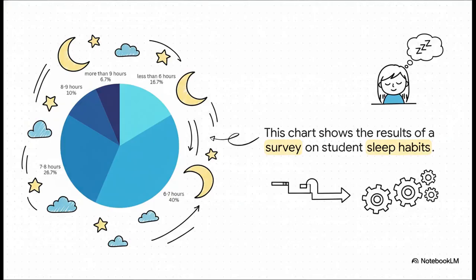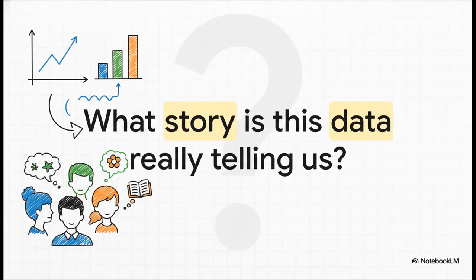This pie chart shows the results from a survey about how much sleep students get. We can see all the different slices for the different amounts of sleep, each with its own percentage. But let's just pause here for a second and ask the important question. Beyond all the colors and the numbers, what's the real story here? What is this chart actually telling us about the lives of these students?